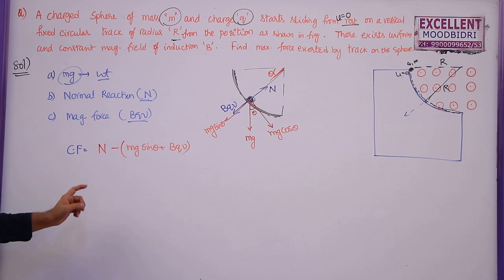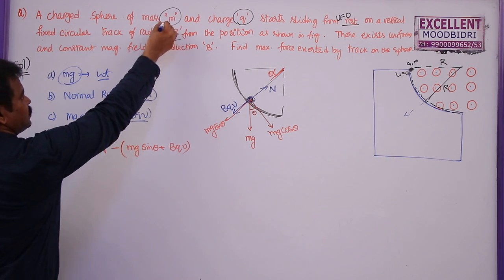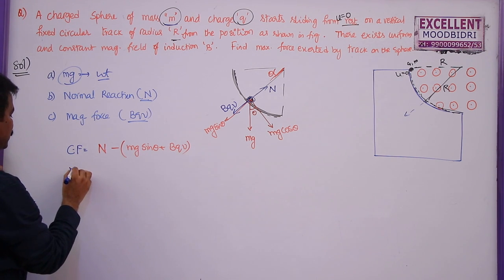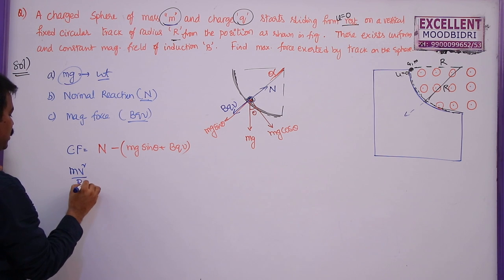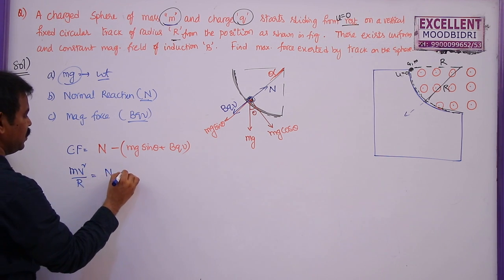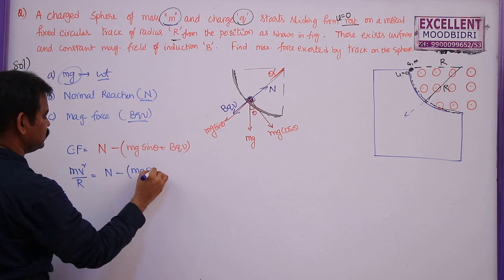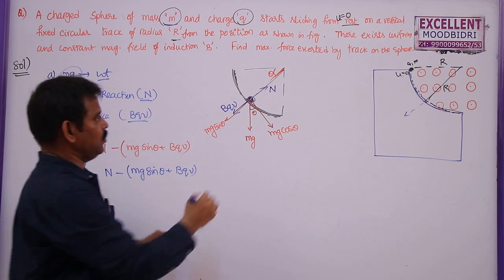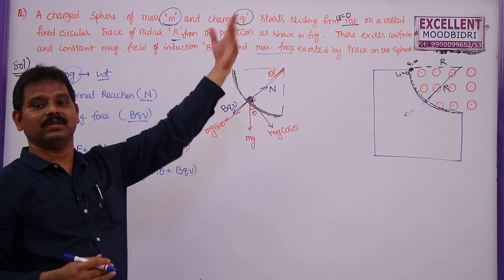What is the centripetal force? We know that the mass of this particle is m, and velocity is given as v. So this can be written as mv square by radius r, which is equal to N minus mg sin theta plus BQV. They are asked to find out the maximum force exerted by the track on the sphere.